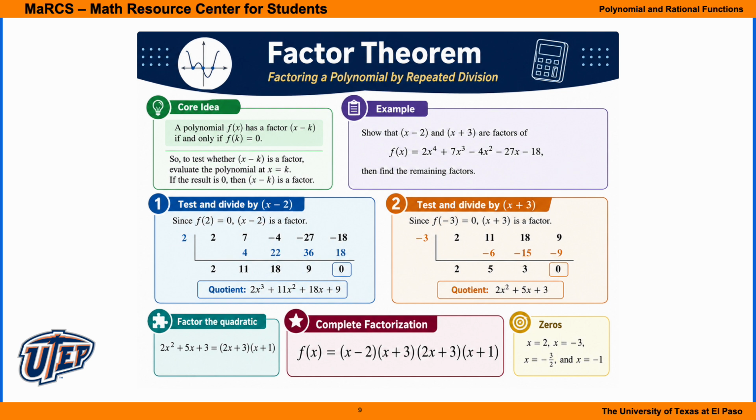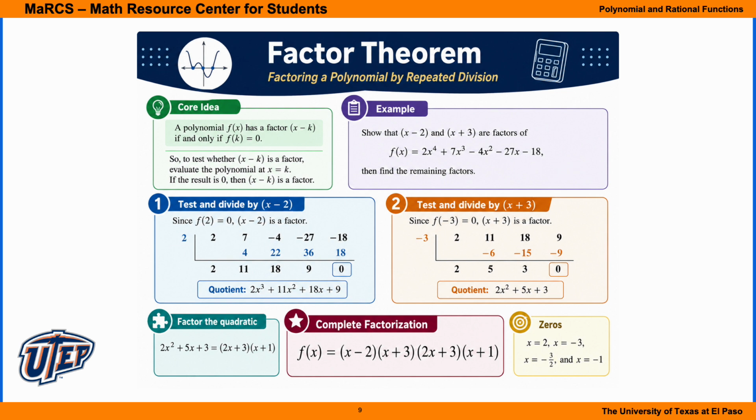Now we repeat the process with x plus 3. In this case, our k is equal to negative 3, and we write our coefficients. This time we are writing the coefficients of the quotient from the first round of division, the 2x cubed plus 11x squared plus 18x plus 9. So now our coefficients are 2, 11, 18, and 9. The first step is bring down the 2.